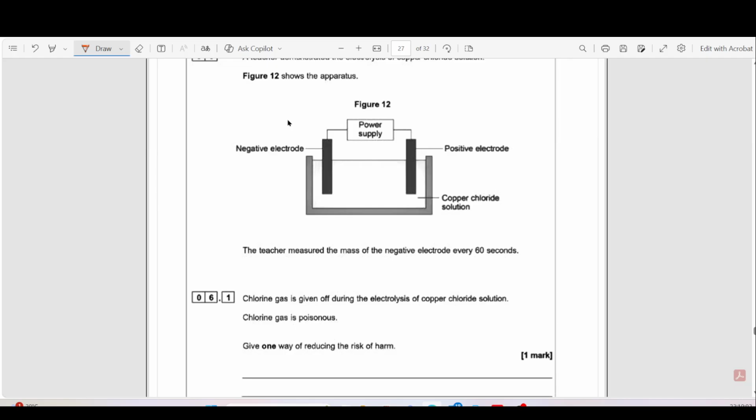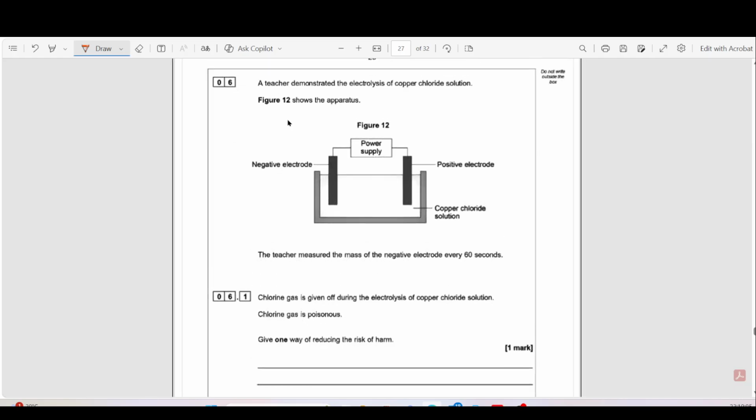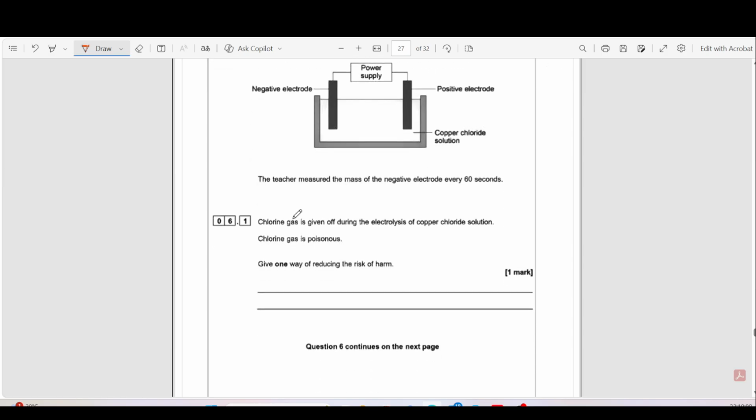And then we have this, showing electrolysis of copper chloride, and this is the setup. Chlorine gas is given off during electrolysis of copper chloride solution. Chlorine gas is poisonous. Give one way to reduce the risk of harm. So we can perform the experiment in a fume cupboard. This device safely vents toxic gases away from the person conducting the experiment. Let me write here.